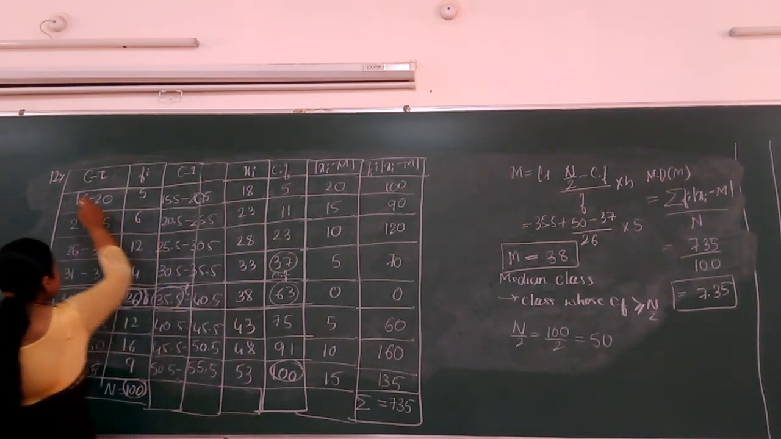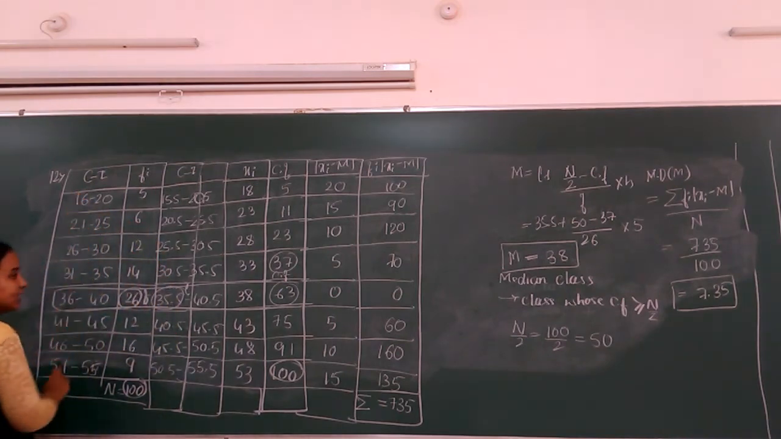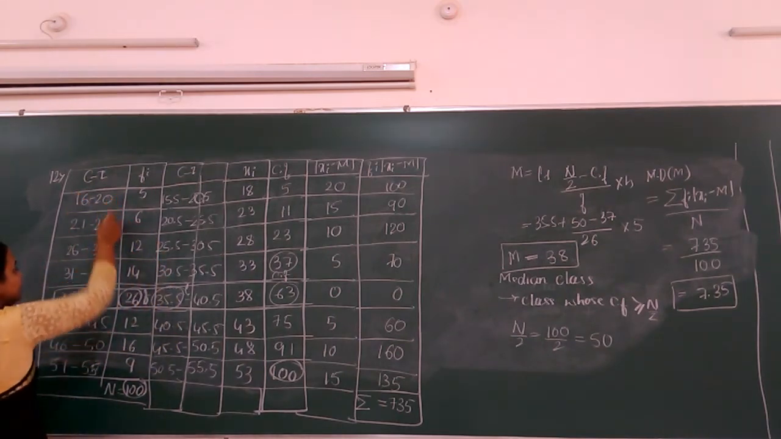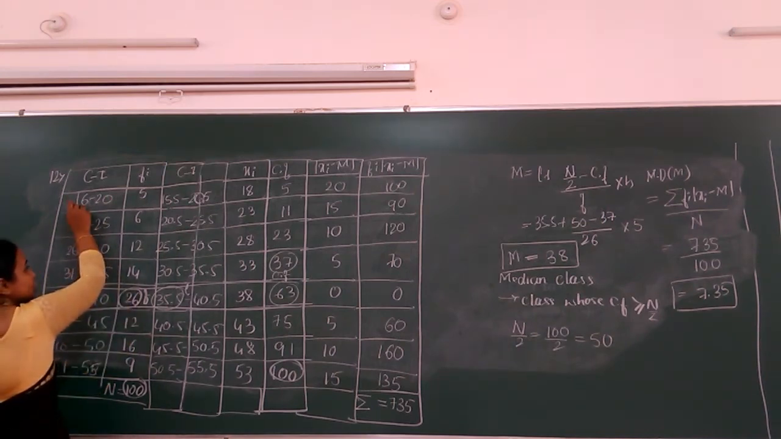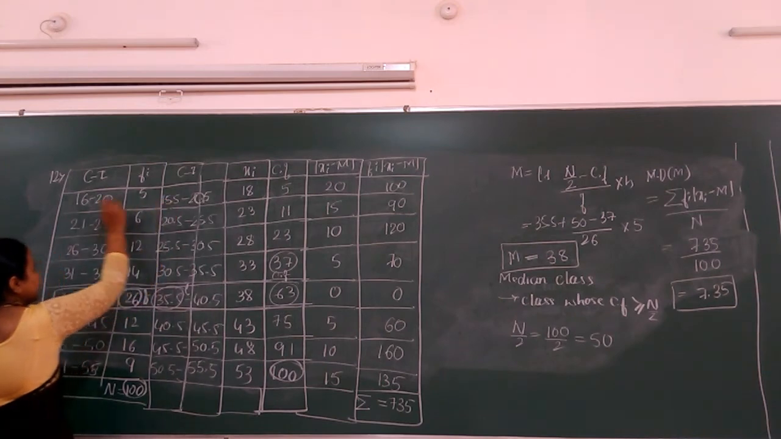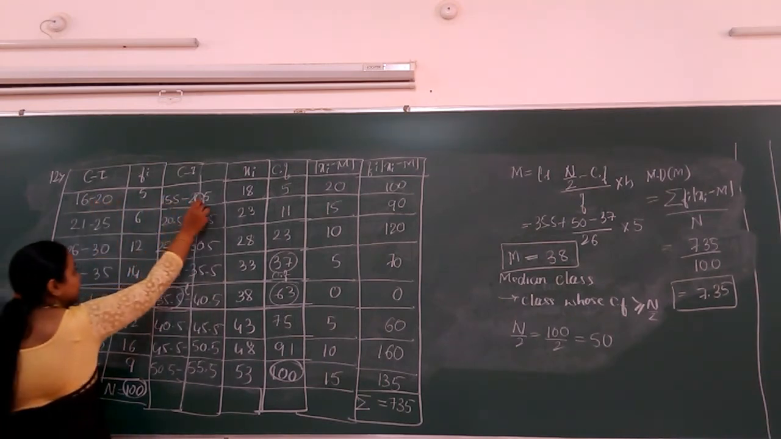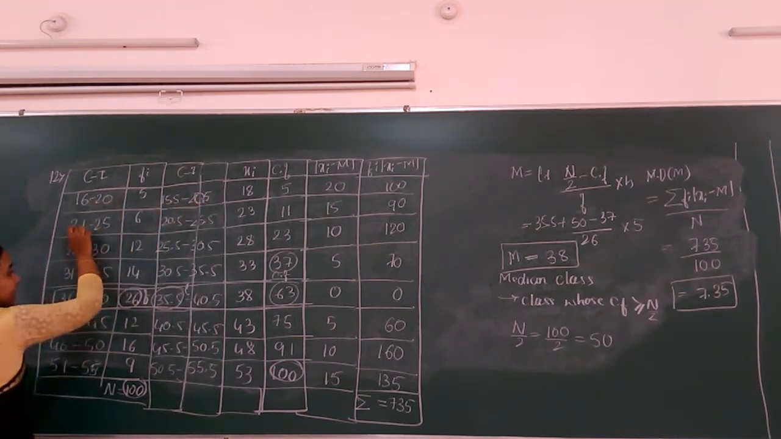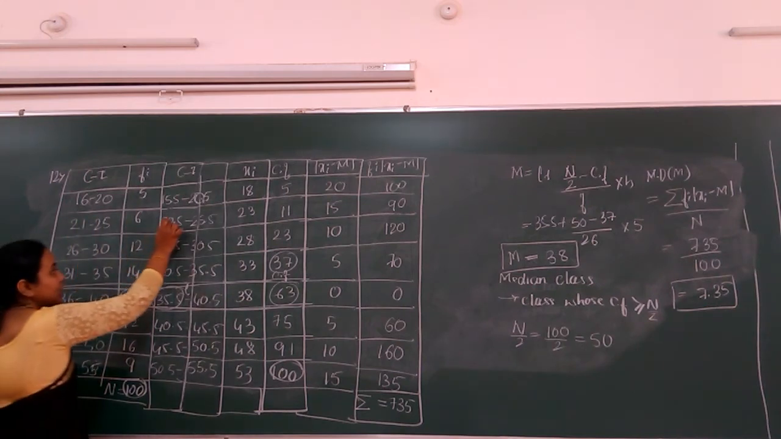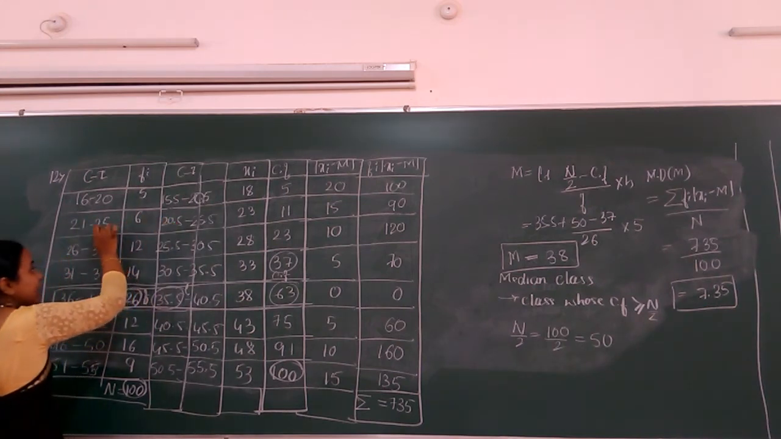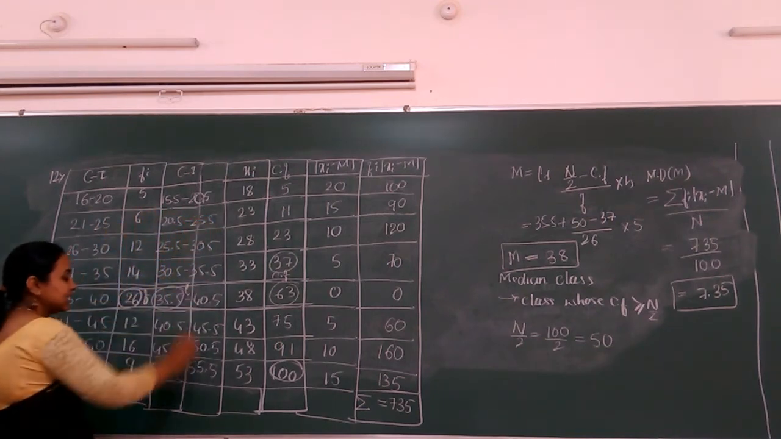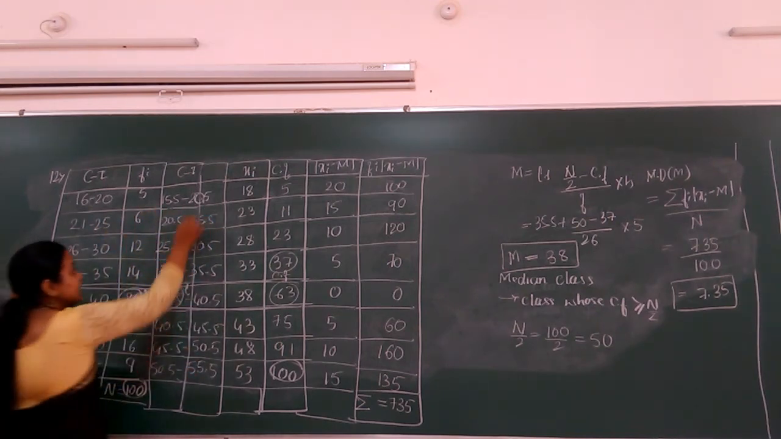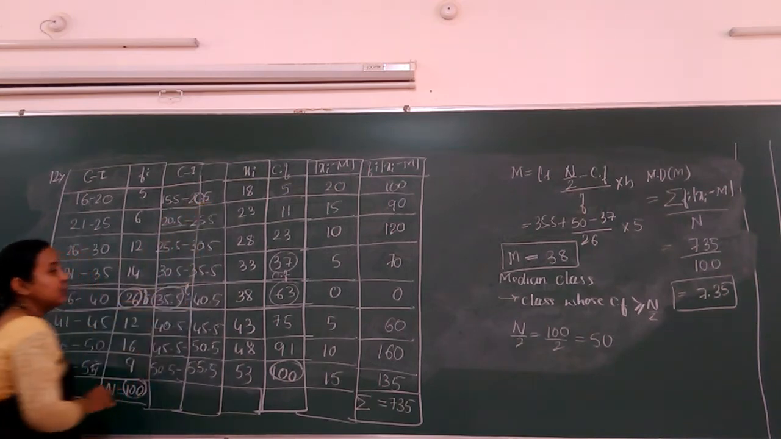We will subtract 0.5 from all the lower limits and add 0.5 to all the upper limits. So 16 minus 0.5 is 15.5, 20 plus 0.5 is 20.5, 21 minus 0.5 is 20.5, 25 plus 0.5 is 25.5, and it continues like this, and we can see that they are nothing but what?